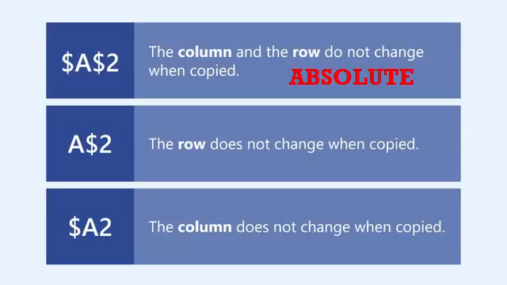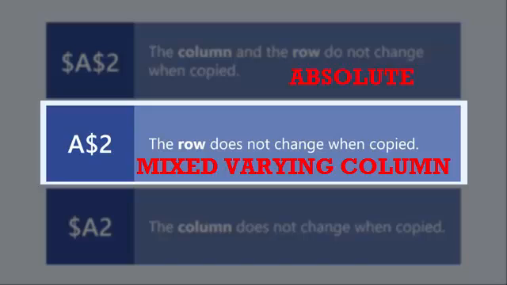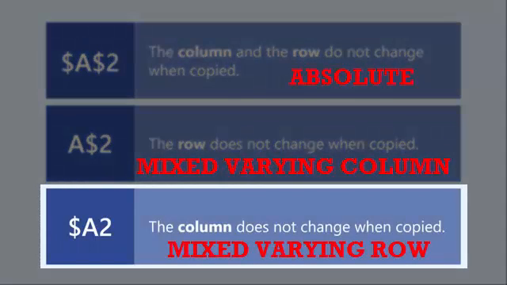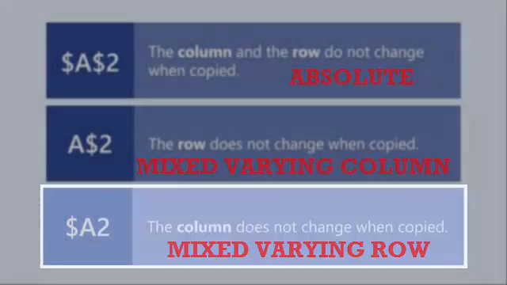Now let's take a look at our mixed cell references. To keep only the row from changing, place a $ sign in front of the row only. This is called a mixed varying column reference because my column will be able to vary or change, but my row is absolutely locked, frozen in with that $ sign. To keep only the column from changing, place a $ sign in front of the column. This is called a mixed varying row cell reference because the row gets to vary or change when the column is locked in, absolutely frozen.